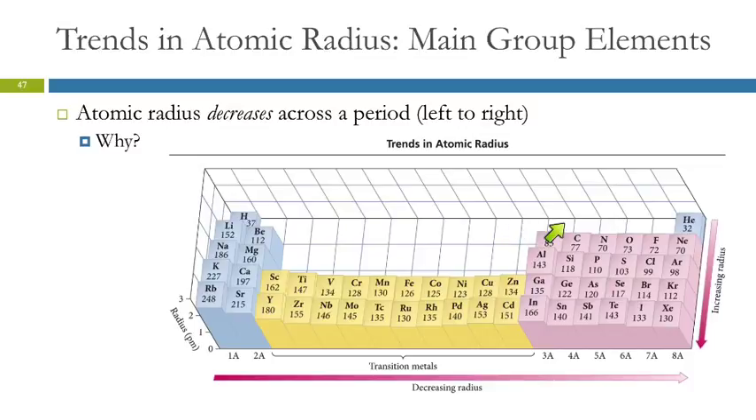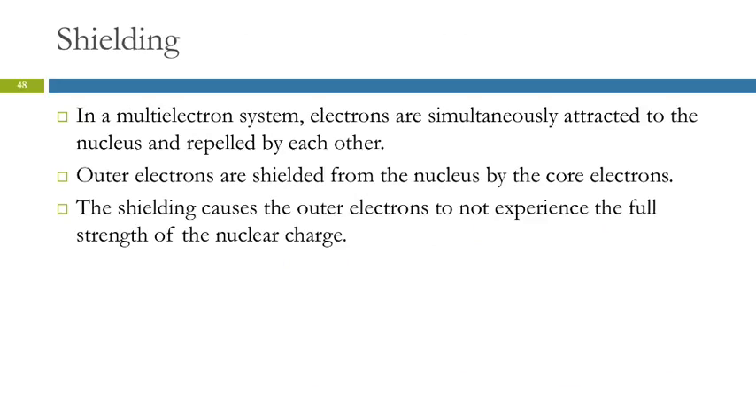Because we're adding electrons, we're adding protons. Neon weighs more than lithium. Why is it smaller? Well, quantum mechanics explains this, and it has to do with effective nuclear charge.